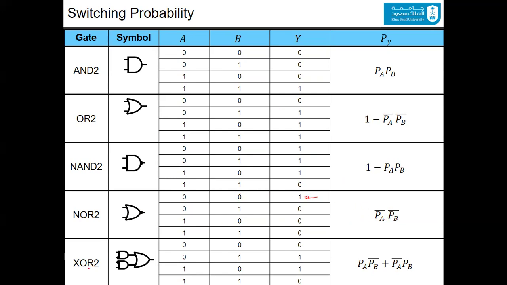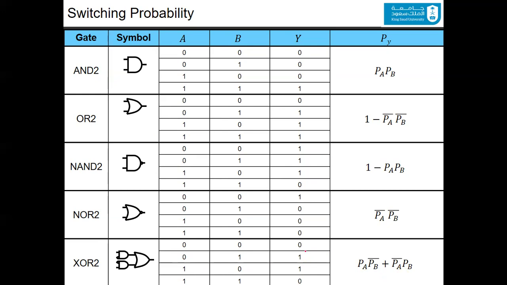And for the XOR, 2 inputs, we have 2 ones and 2 zeros. So we will just focus on the ones, which will be the probability of A bar times the probability of B, which is this one, plus the probability of A times the probability of B bar, which is this. That's the way to do it using the truth table.